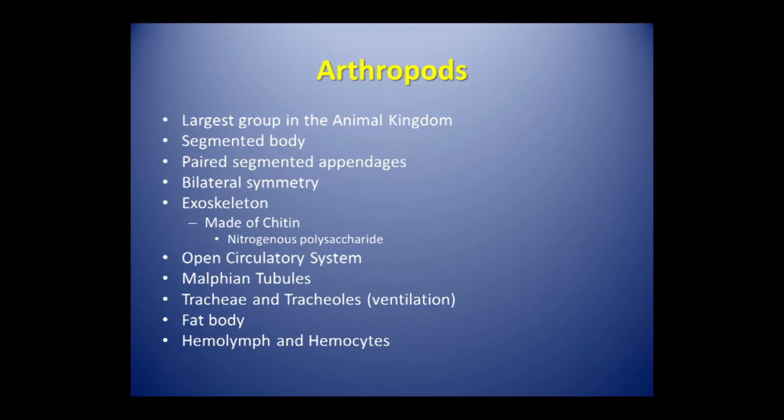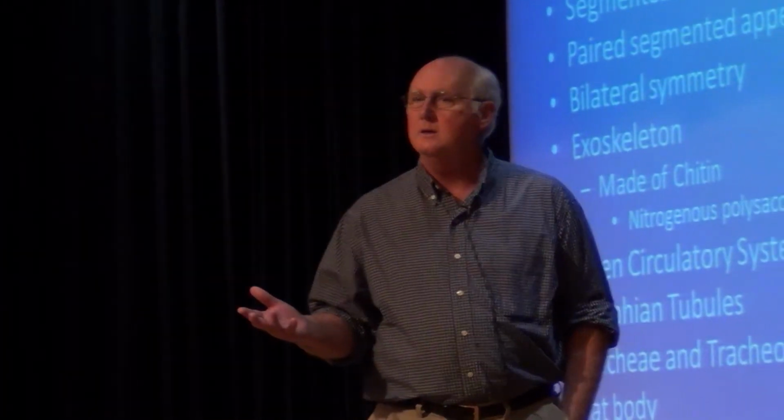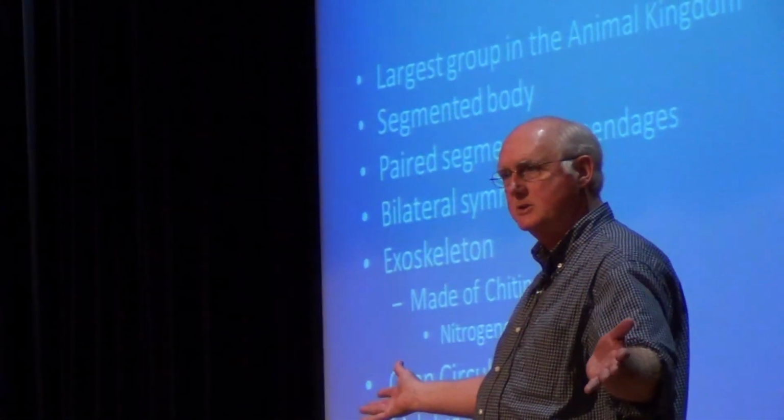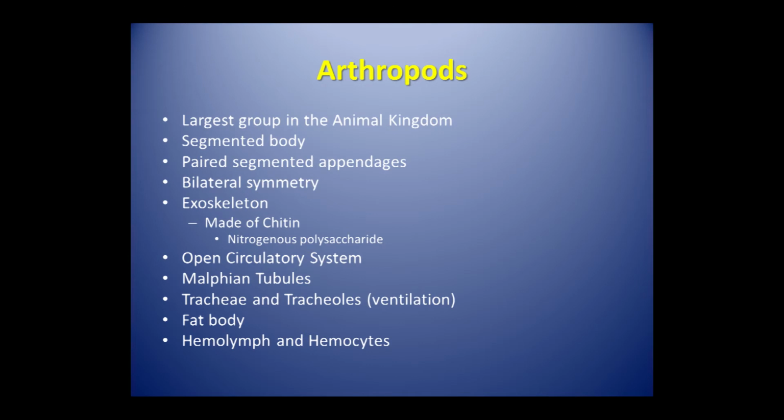Okay, next slide. All right, so when we talk about arthropods, that's the largest group in the animal kingdom. We've got a segmented body. It's paired appendages. And obviously, if you notice paired appendages, it must have bilateral symmetry. Bi means what? 2. Lateral means what? Sides. So bilateral, 2 sides. If you split it down the middle, you have mirror images. Okay? All right, they have an exoskeleton. The exoskeleton, the primary structure there is chitin, and I'll show you that in just a minute. This is a nitrogenous polysaccharide, much like cellulose with side chains of nitrogenous compounds.